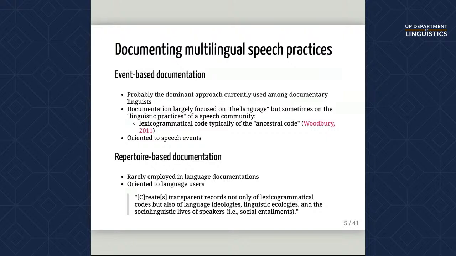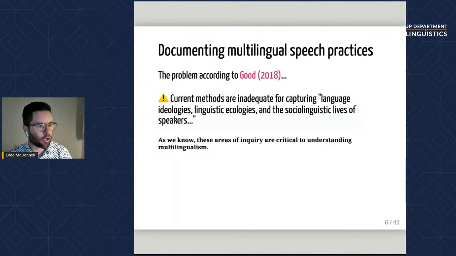Now, what Good is advocating is a repertoire-based documentation, and this is rarely employed in language documentations, and it's oriented towards language users. So it's to create transparent records, not only of the lexicogrammatical code, but also language ideologies, linguistic ecologies, and the sociolinguistic lives of speakers, what Good calls social entailments. For Good, the problem is that our current methods are really inadequate for capturing language ideologies, linguistic ecologies, and the sociolinguistic lives of speakers. And I think, as we all know, these areas of inquiry are critical to any study of multilingualism.